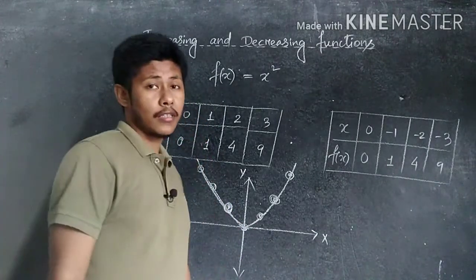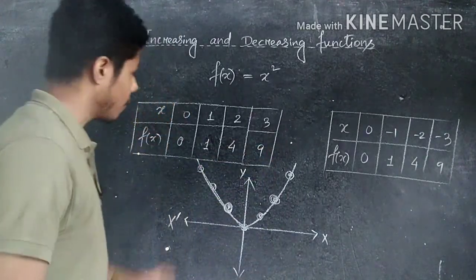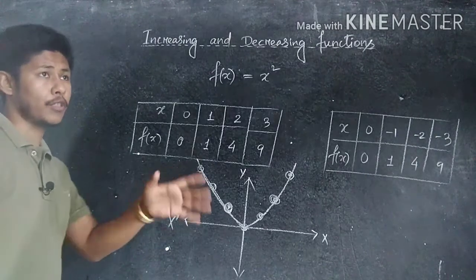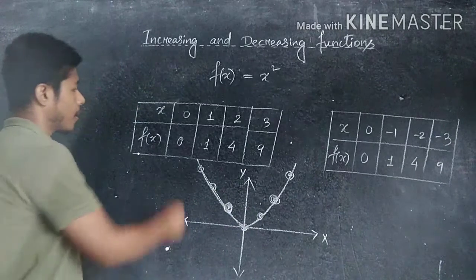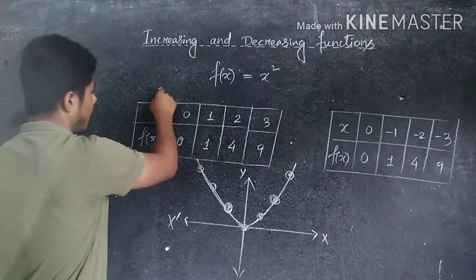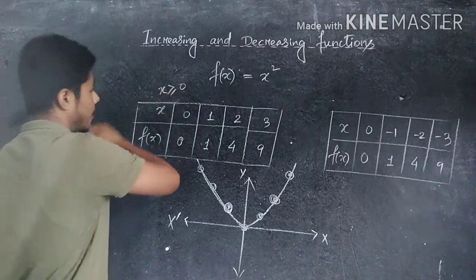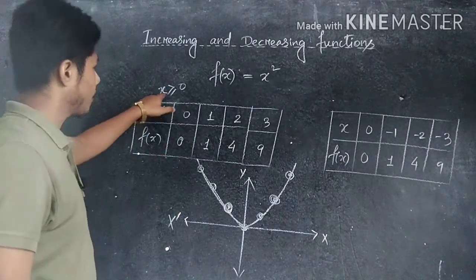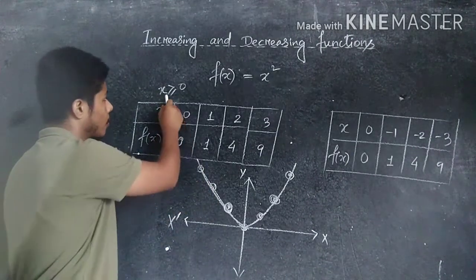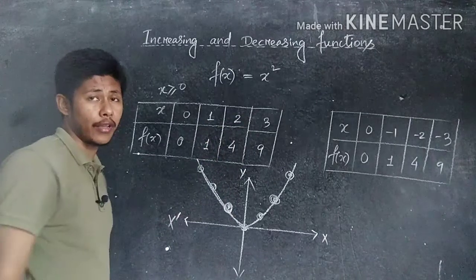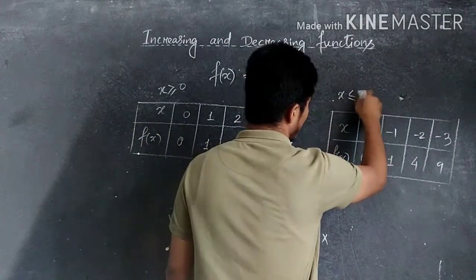Now after making this graph, if we separate it into two parts, a positive part and a negative part, in the positive part the value of x starts from 0 or greater than 0. That's why we can write here x is greater than or equal to 0, because here we have 1, 2, 3. And in the other case, the value of x is 0 or less than 0.